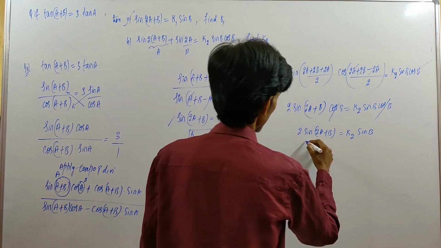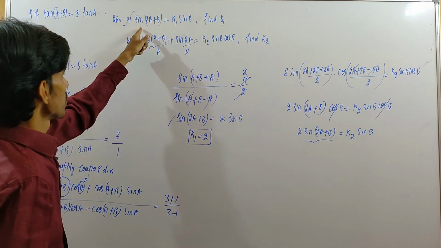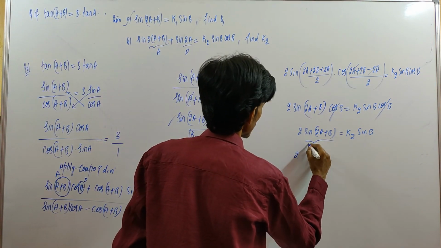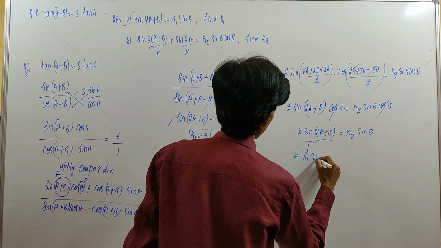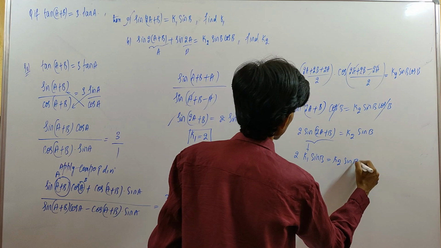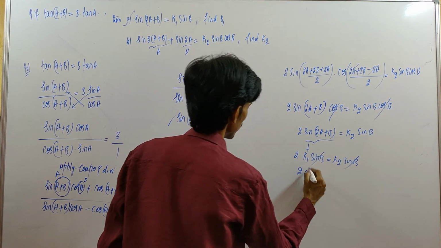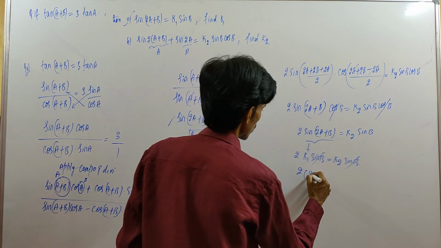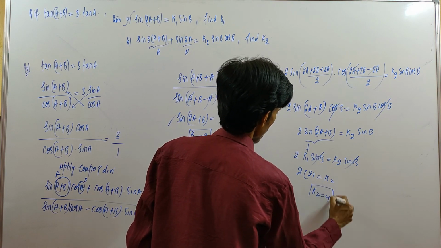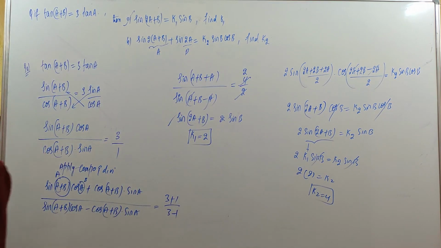We have sin(2a plus b) value is k1 into sin b. So 2 into this value can be written as 2 k1 sin b is equal to k2 sin b. Sin b gets cancelled. 2 into k1 value, which is 2, is equal to k2. Therefore k2 value is 4. This is the solution for this question.